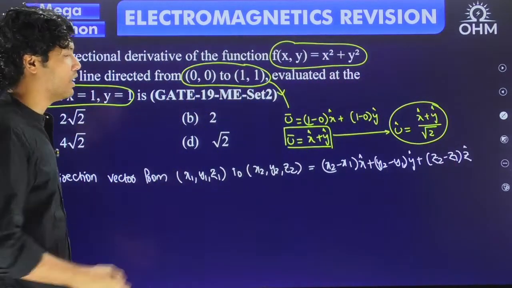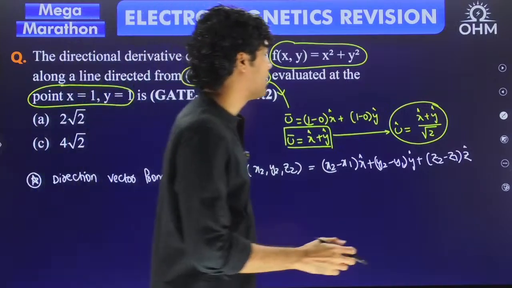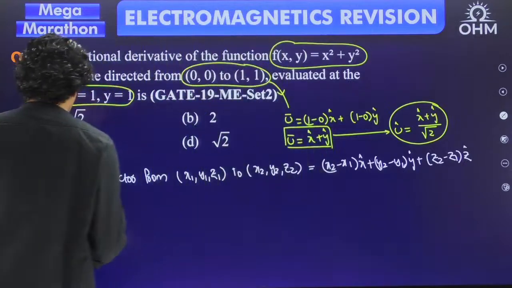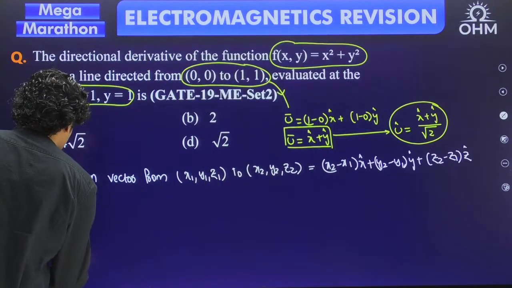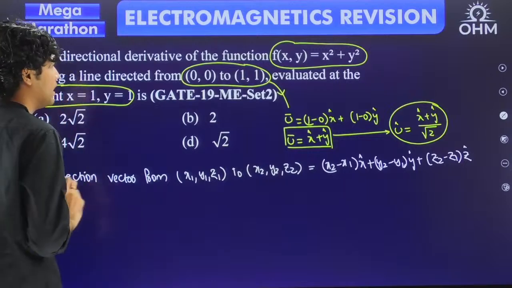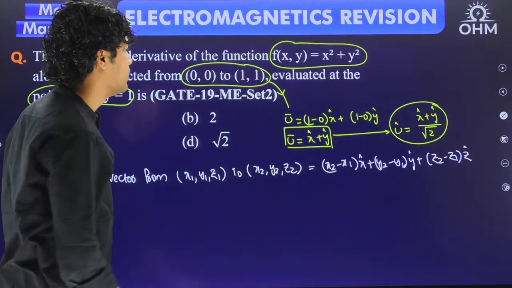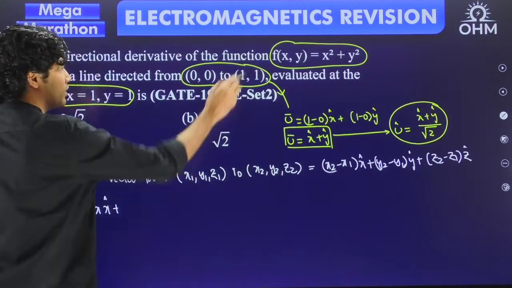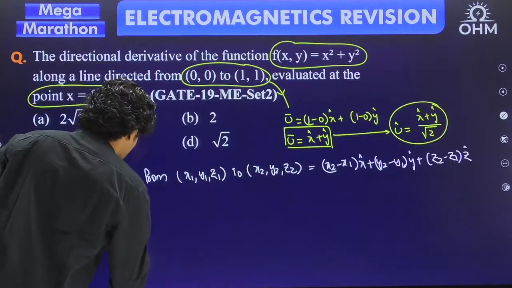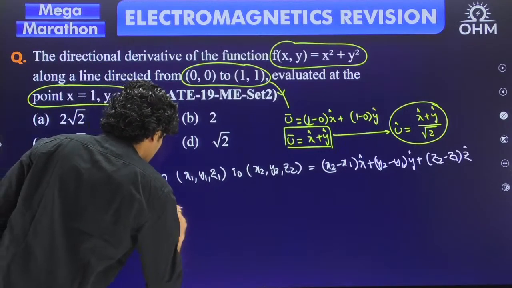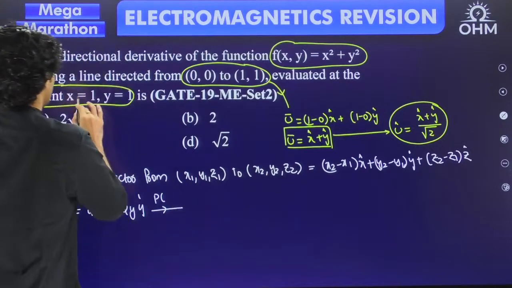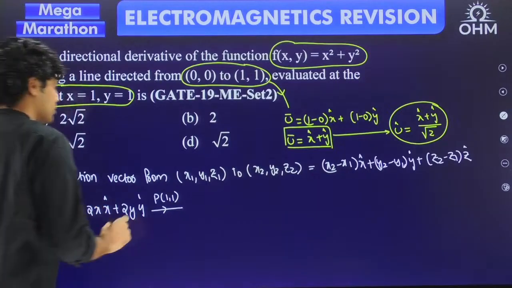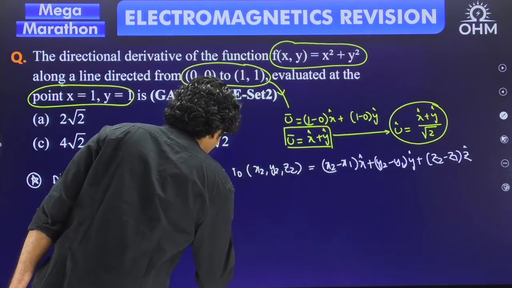So I'm done with u cap right now. Until now u cap has been directly given to us. Sometimes this will not be directly given to us. So this is what you are supposed to do in order to get the answer here. So what is the gradient right now? Differentiation of the function with respect to x becomes equal to 2x, so 2x is the x cap term. Differentiation of the function with respect to y is 2y, so this is 2y times y cap. What is the point of interest? 1, 1. If you substitute 1, 1, 2 into 1 is 2. So this is 2x cap plus 2y cap.